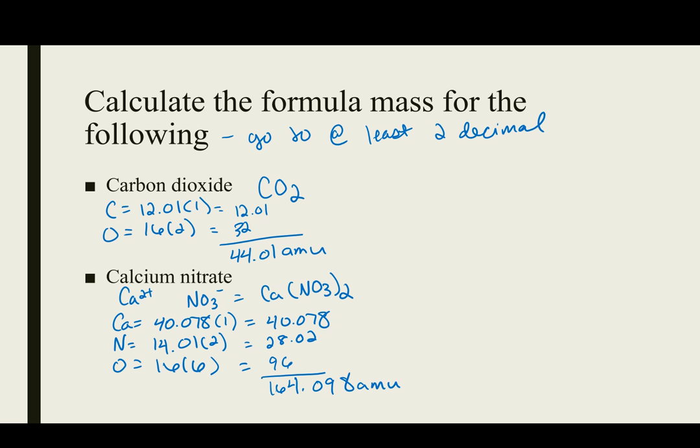If you went to a different number of decimal places, you might get a slightly different mass, but it's not really going to make much of a difference in the end. So like I said, go to at least 2. Oxygen, I'm just doing as 16 because it's like 15.999. It's so close to 16, just call it 16.